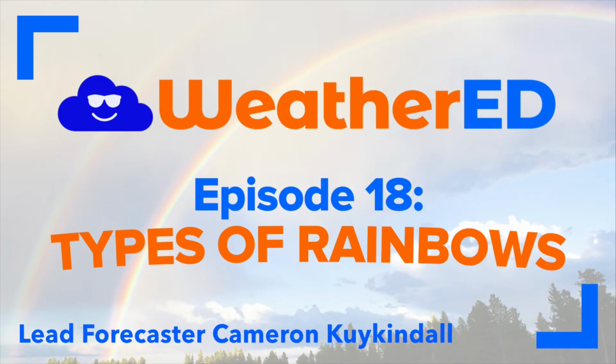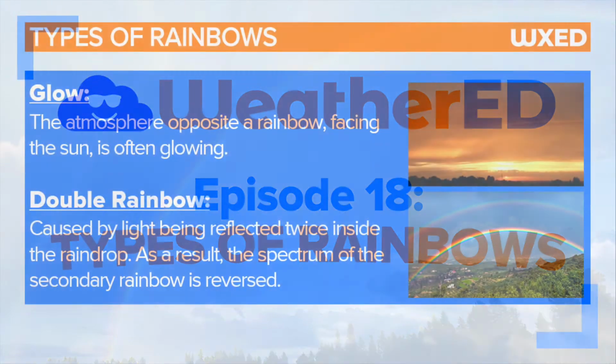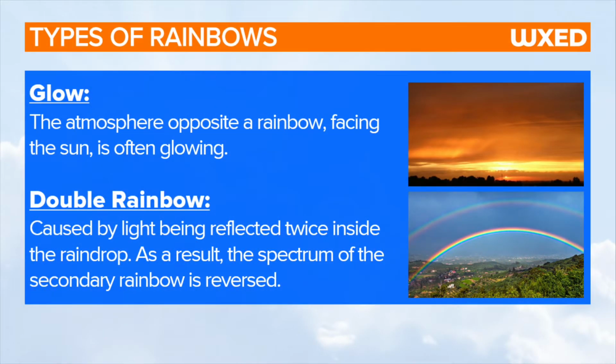Today we're going to be talking about types of rainbows. Let's start off with a glow. This is when the atmosphere opposite a rainbow, facing the sun, is often glowing because of the rainbow. Next we have our double rainbow.